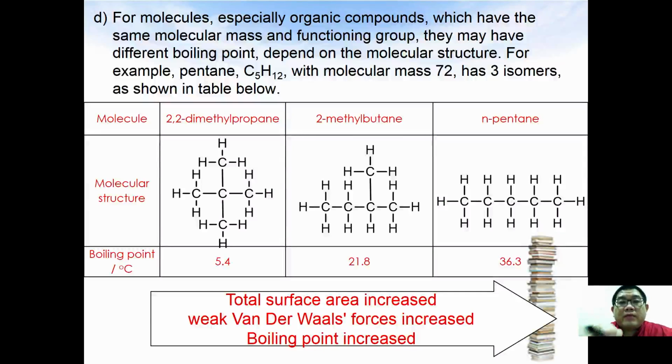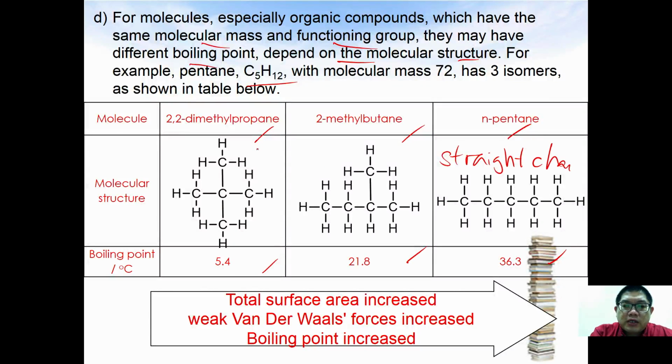However, for some molecules, especially organic molecules, which have the same molecular mass and functional group, they have different boiling points depending on their molecular structure. For example, C5H12 has 3 isomers: 2,2-dimethylpropane, 2-methylbutane, and n-pentane. Even though they have the same molecular mass, their boiling points are very different. This is because a straight chain has a greater total surface area compared to a branched chain.